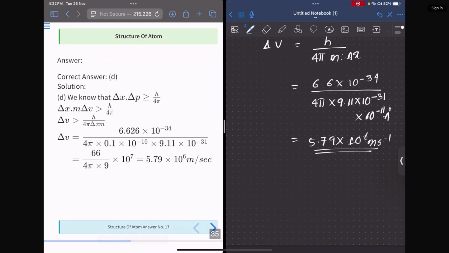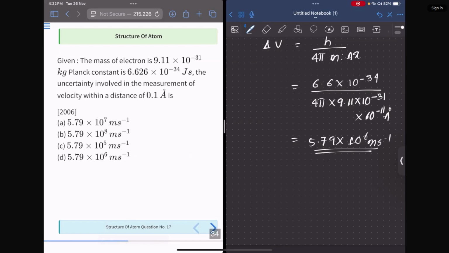So let's end the session here. We'll continue with the other 18 questions in the next session tomorrow. Till then, revise the formulas of this chapter so that you can answer all the questions by yourselves. I'll just tell you the approach and the calculation part, but you have to remember the formulas.